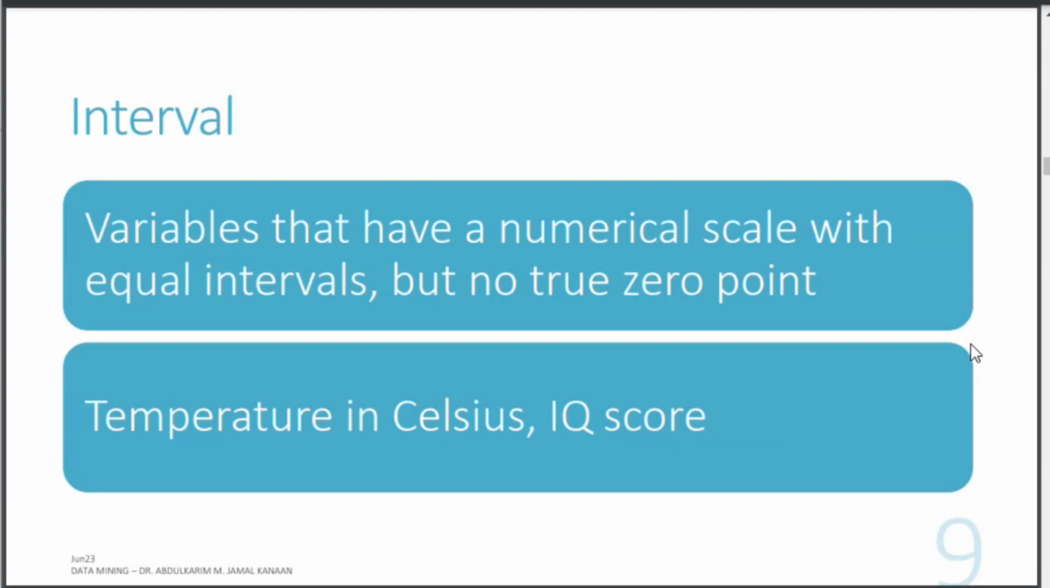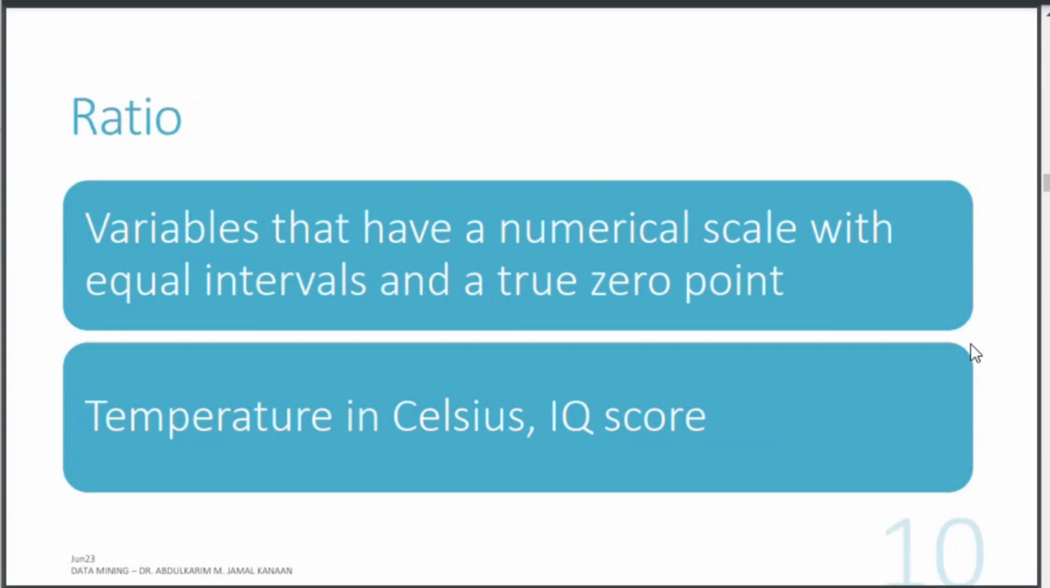Okay, but anyway, if you say 0, it doesn't mean the person has no intelligence at all. Okay? So again, this is a good example for ratio. Please, later I will rectify this. This is wrong. Not temperature in Celsius, temperature in Kelvin. And instead of IQ score, you can have weight, age, right?